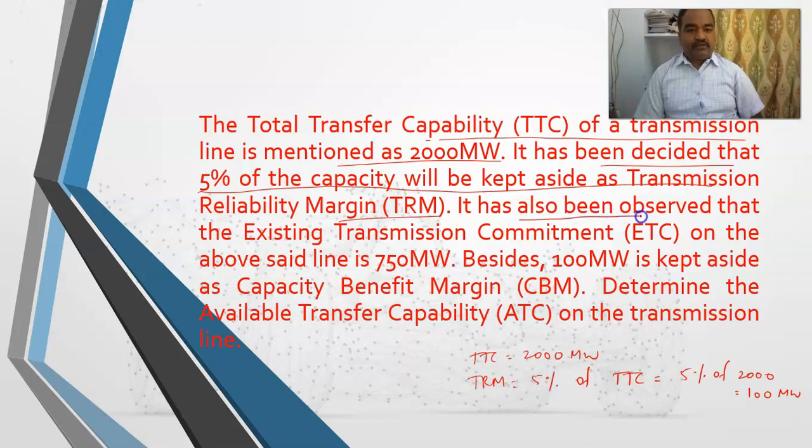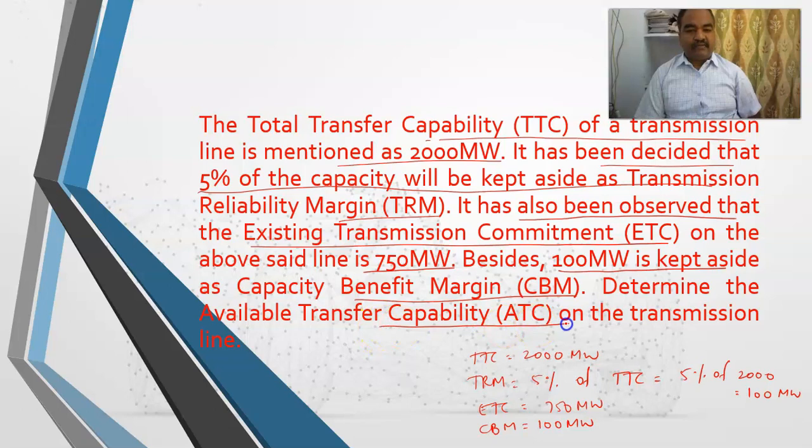And it has also been observed that the existing transmission commitment, ETC, as we call it, on the said line is 750 megawatts. So ETC is 750 megawatts. Besides, 100 megawatts is kept aside as capacity benefit margin. So CBM is equal to 100 megawatts. What they are asking is the available transfer capability on the transmission line. So they are asking ATC.